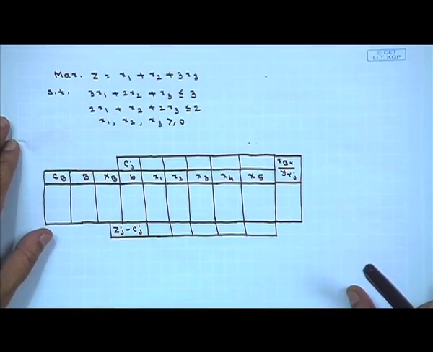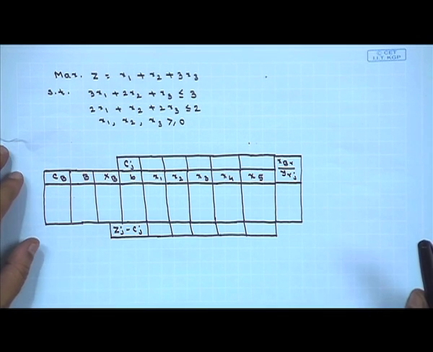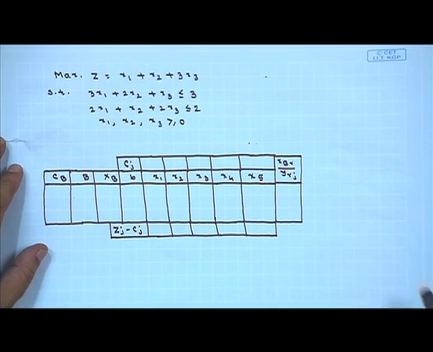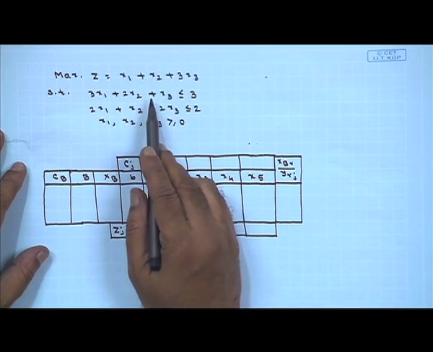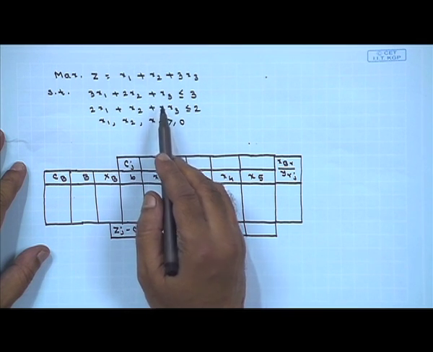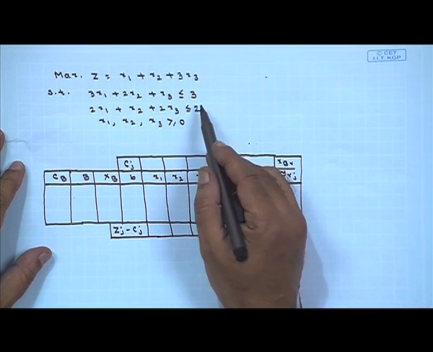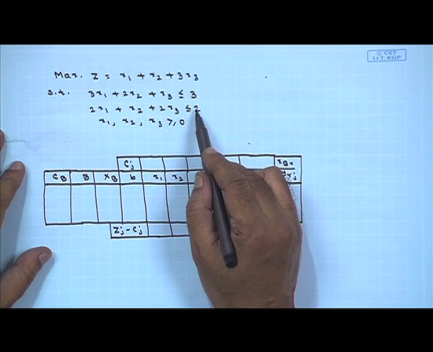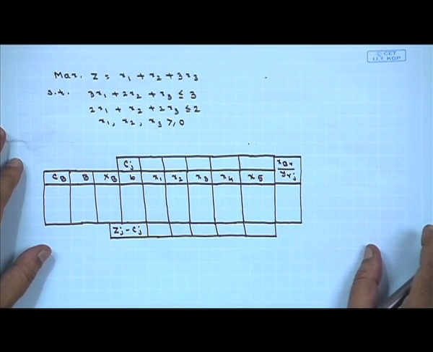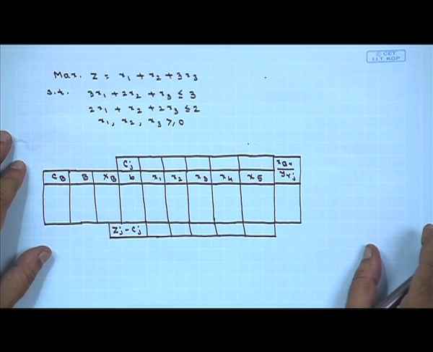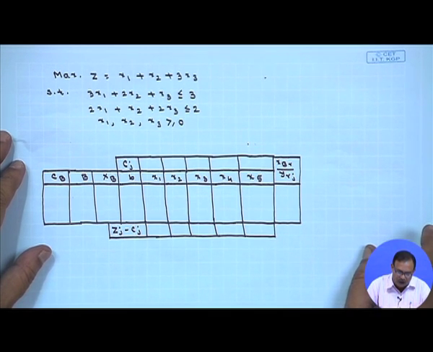So, now let us start with one more example for illustrating the simplex algorithm. Suppose you have a function like this: maximize z equals x1 plus x2 plus 3x3 subject to these two constraints. Again, the constraints are of less than or equal to type, that means I have to introduce slack variables to make it the equality sign.